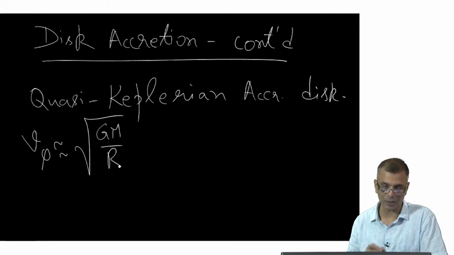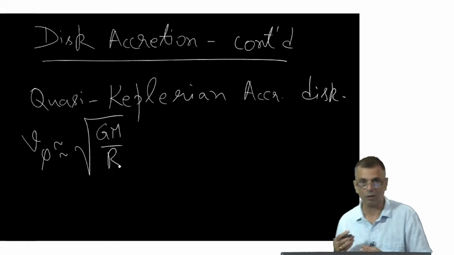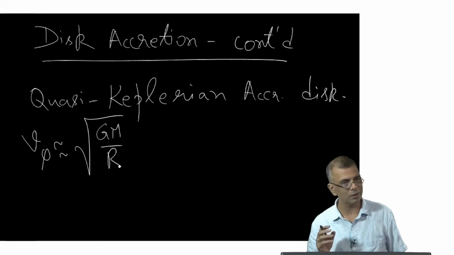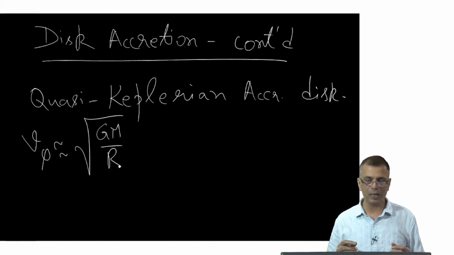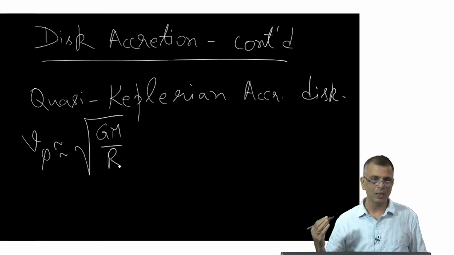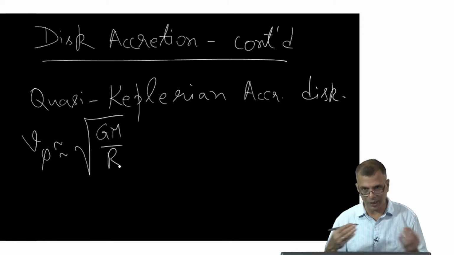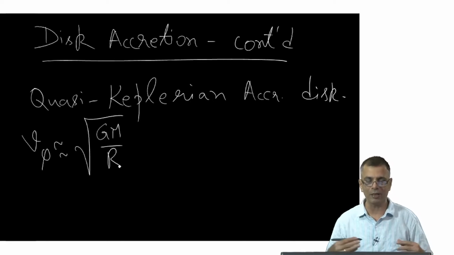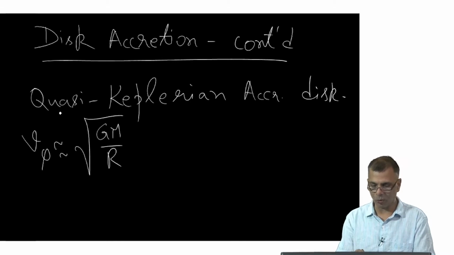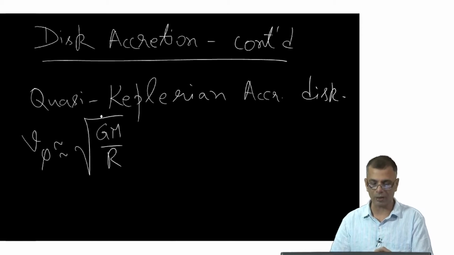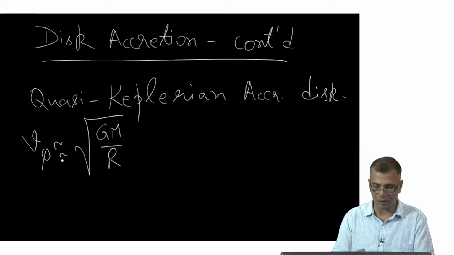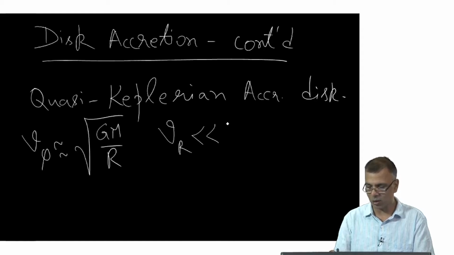Not quite, because if it were exactly the Keplerian velocity, then there would be no accretion at all, right? An exactly Keplerian accretion disk is a perfectly stable one, and a parcel of gas rotating at exactly the Keplerian velocity around a central object remains in equilibrium. There is no motivation for it to actually sink in. There is no motivation for it to have a radial velocity. Hence, our quasi-Keplerian accretion disk is almost Keplerian, so hence this nearly equal sign. And then the fact that the radial velocity is much smaller than V phi.